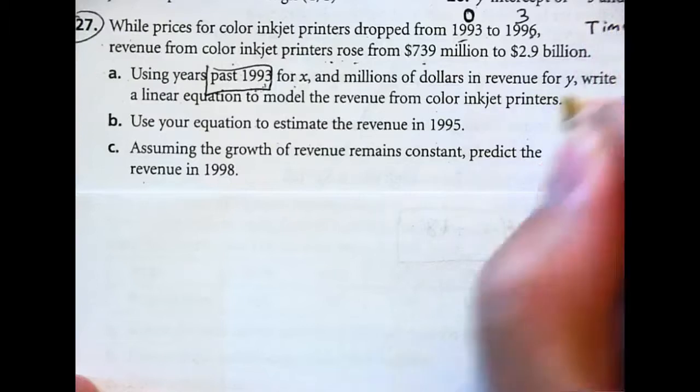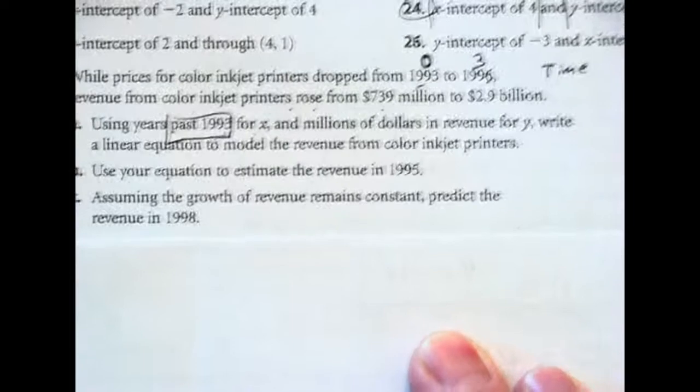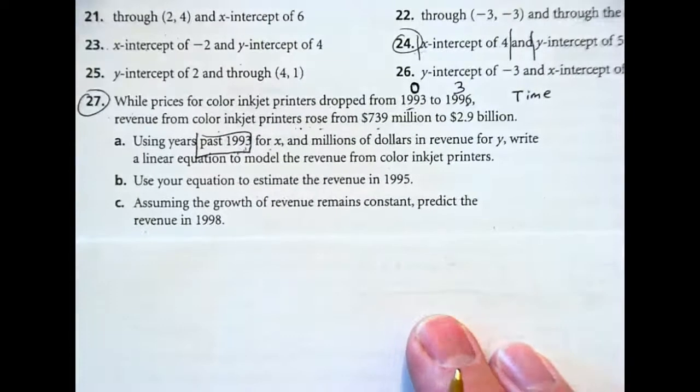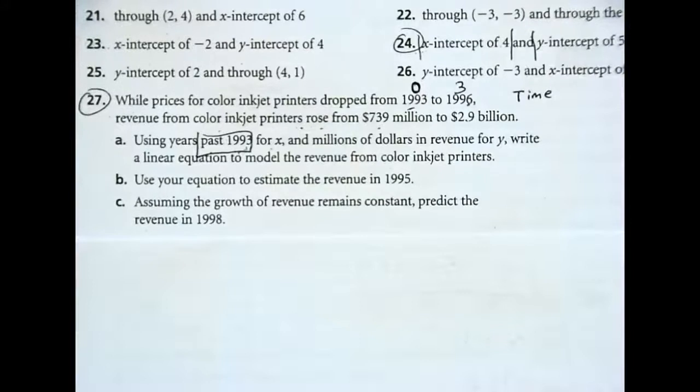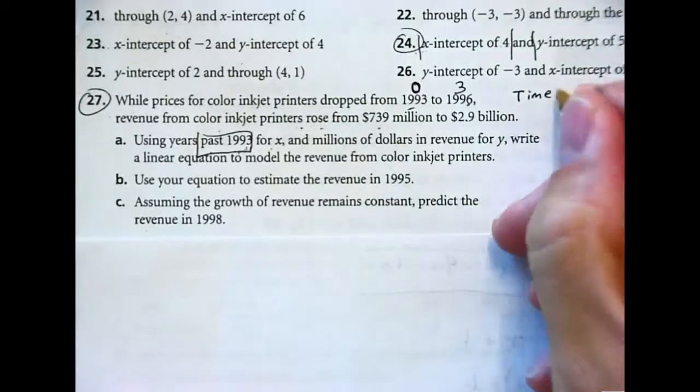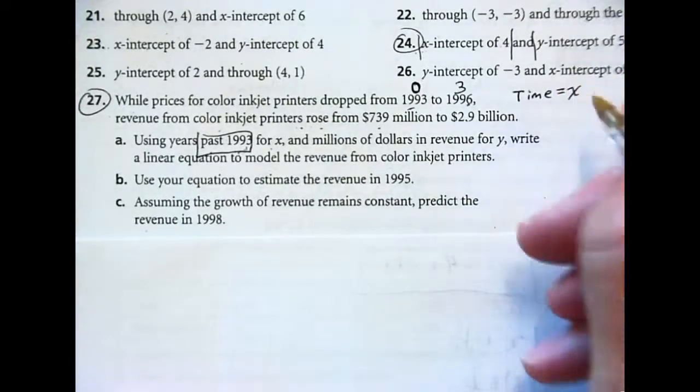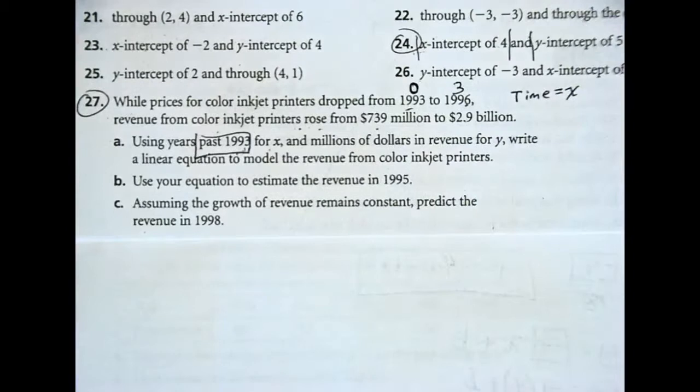Using years past 93 for X, so that also tells us that time is equal to? Thank you. Time is equal to? Yeah, it's our X variable. Time is almost always your X variable. Time is almost always your independent variable, almost every single time, because time is independent. It doesn't depend on anything. It's just going. I'm not going to go into when it isn't. But time is almost always your independent.